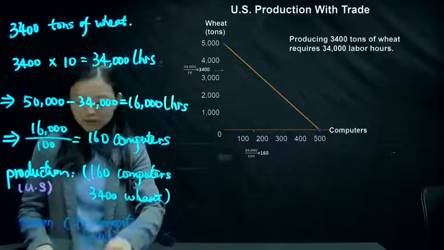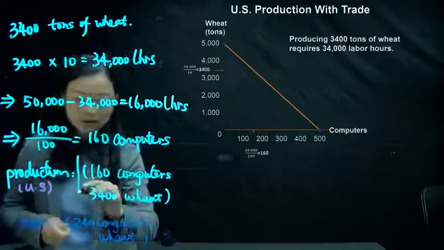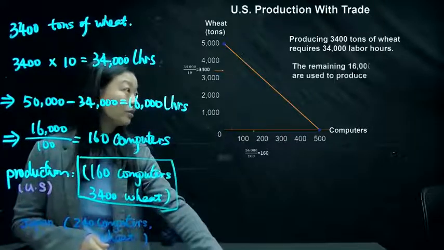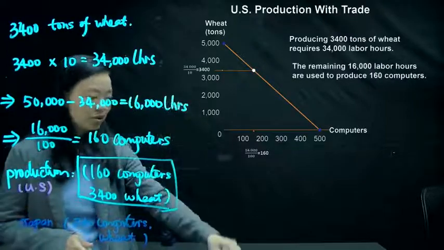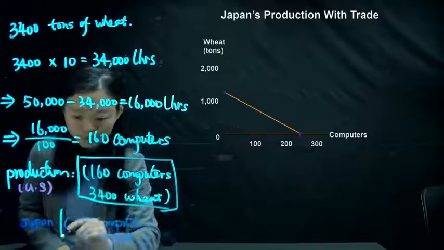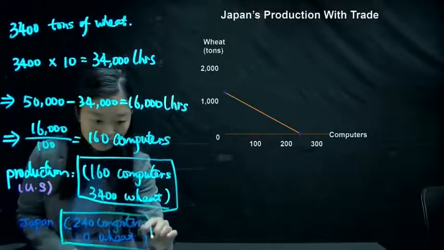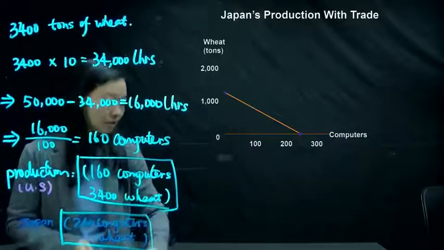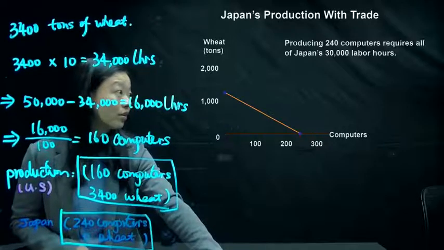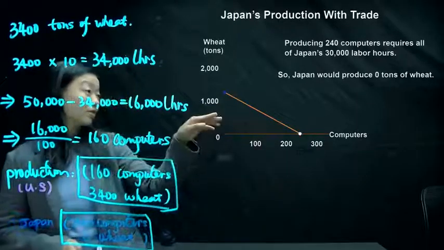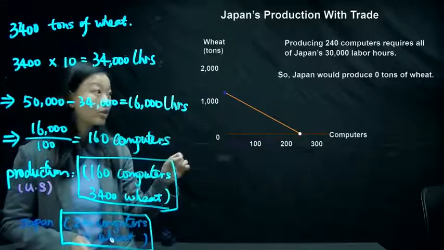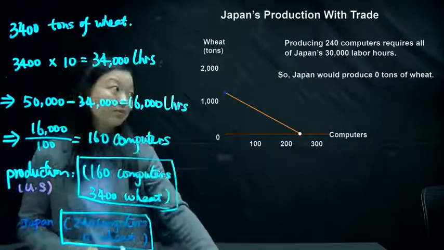So you can just mark this production combination on the US PPF, which will be the dot showing on this orange line, okay? Similar for Japan, you can also mark this production on Japan's PPF. So 240 computers and 0 tons of wheat, which we're showing on the white dot on the horizontal axis. So you can see we will have 240 computers and 0 tons of wheat for Japan.